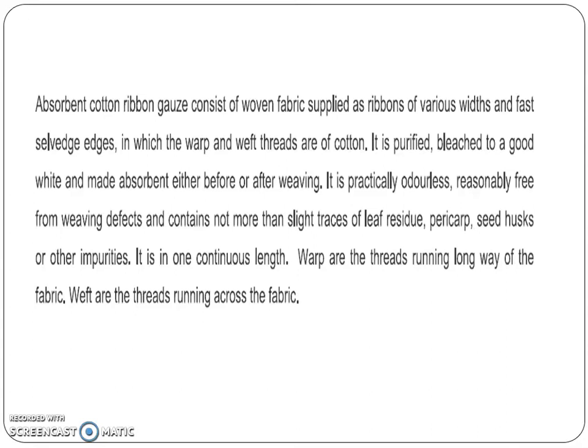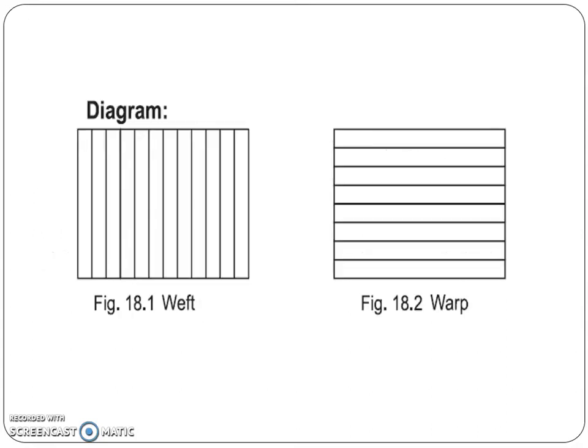Warps are the threads running the long way of the fabric, and weft are the threads running across the fabric. So this diagram indicates weft and warp. Weft means the vertical threads, and warp are the horizontal threads, which is shown in the diagram. These horizontal threads are the warp, and vertical threads are the weft.